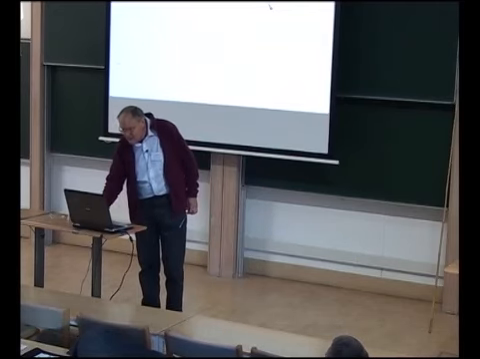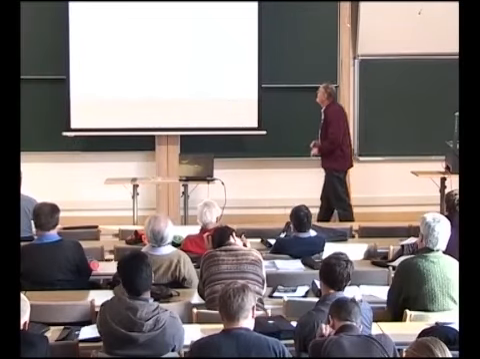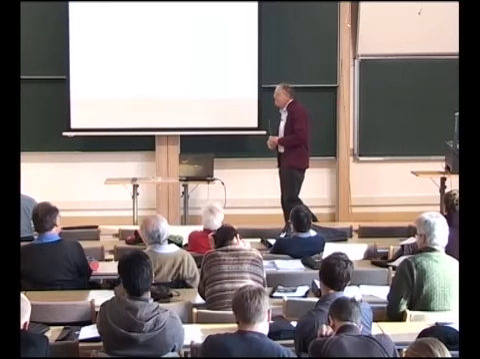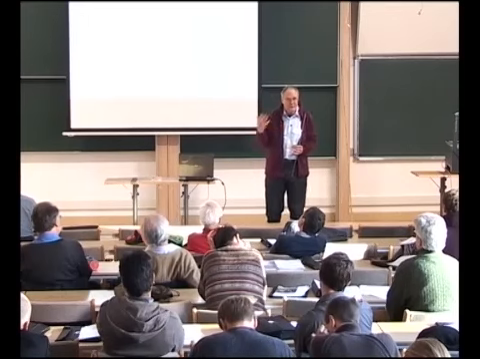Understand? So, using a cell model, I can estimate those coefficients of the model, and I can put those in calculations, etc. And so my conclusions are, first of all, that dead end filter setup can be described with the granular temperature theory. Secondly, the theory has what I would call a large number of coefficients, or there are some that say, oh, only 5, don't worry, but I think that's a large number.